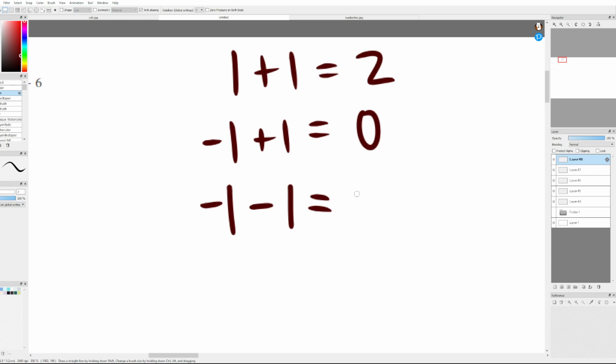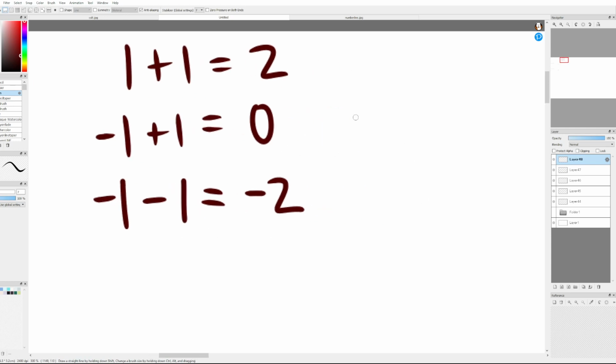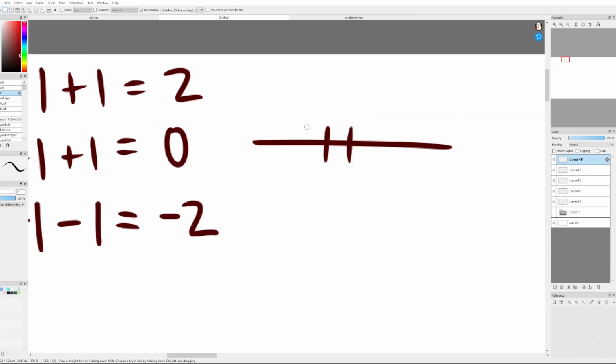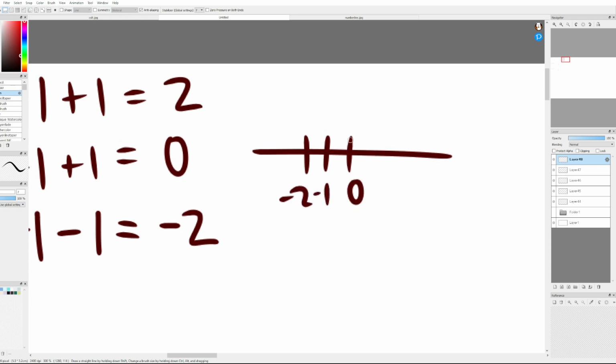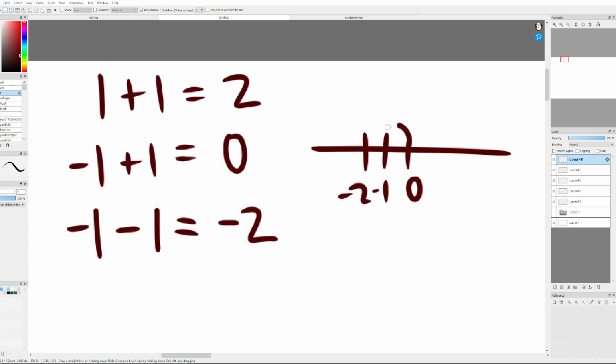Let's say we have negative 1 minus 1. That is going to give us negative 2, because if you think about it on the number line, 0, 1, 2, and they're both negative. We're going minus 1, and then we're going minus 1 again.